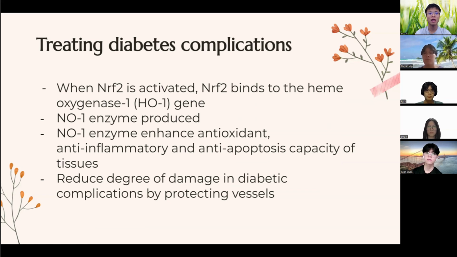When it comes to treating diabetic complications, it also comes about through the activation of the NRF2 pathway. When the NRF2 pathway is activated, it binds to the heme oxygenase 1 gene, allowing for the production of the HO1 enzyme. The HO1 enzyme enhances antioxidant, anti-inflammatory, and anti-apoptosis capacity of the tissues. This will allow us to reduce the degree of damage in diabetic complications by protecting the vessels. Now I'll be passing my time over to Ryan to talk about his plant.